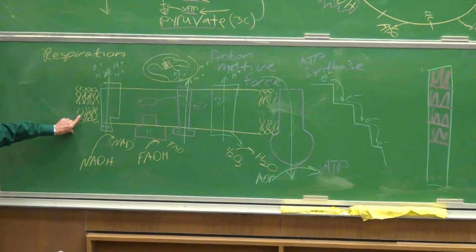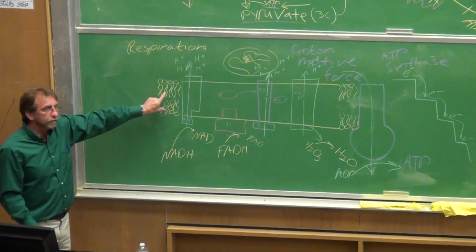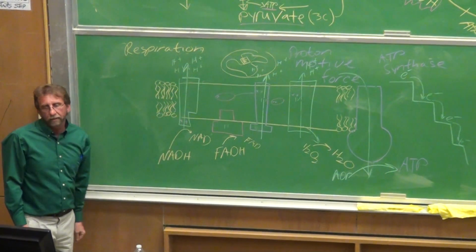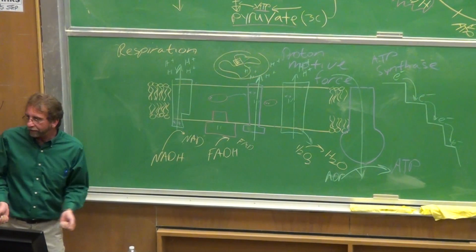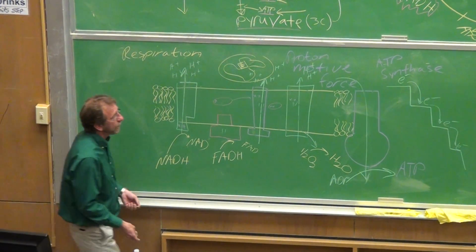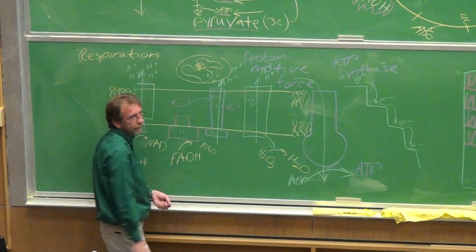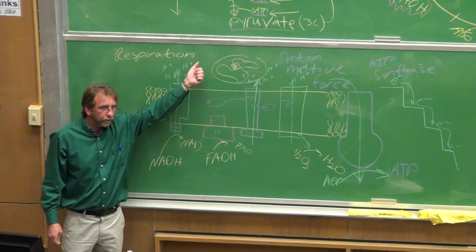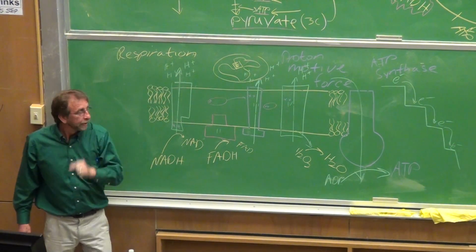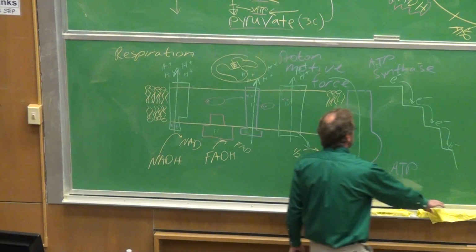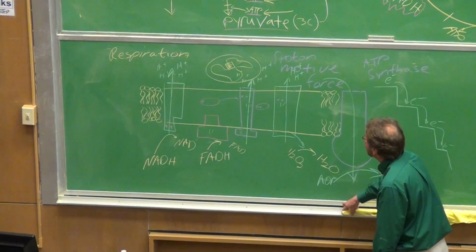So this is for eukaryotes. This is for what's going on in mitochondria. Bacteria are a little bit different. They don't have the fourth complex, but they still establish a proton gradient. But they can do a little bit more with their proton gradient than we can.